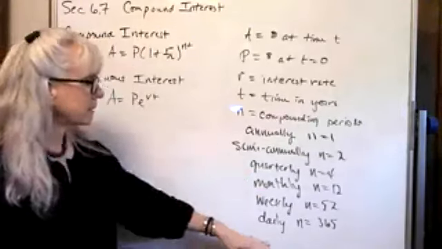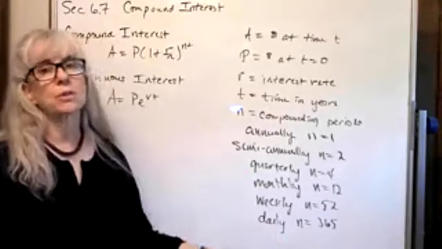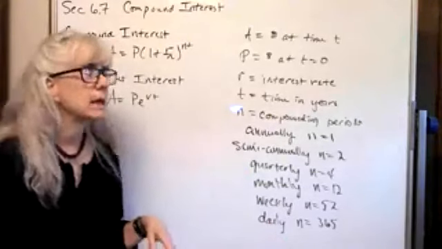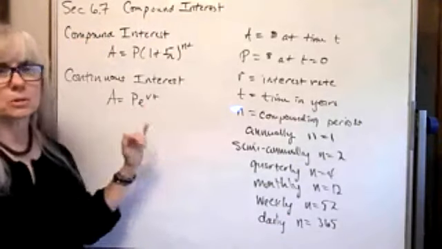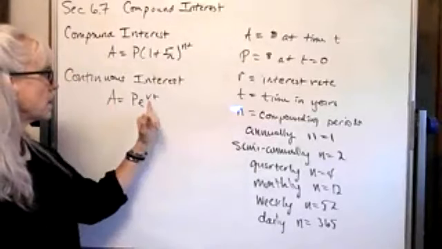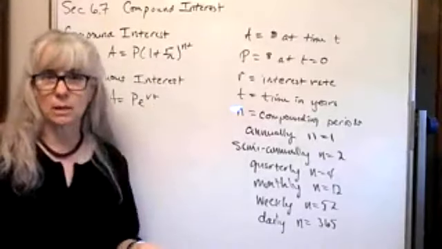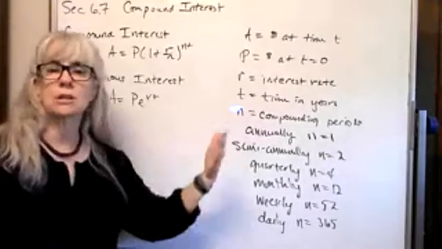Then if you are compounding more often than daily, you switch over to what we call continuous interest. Continuous interest is A equals P e to the rt. It spells out PERT, so it's an easy one to remember. Again, P is the principal, A is the amount at the end of time, r is the interest rate, and t is the time, still in years. If you compound more often than daily, you switch to continuous interest.